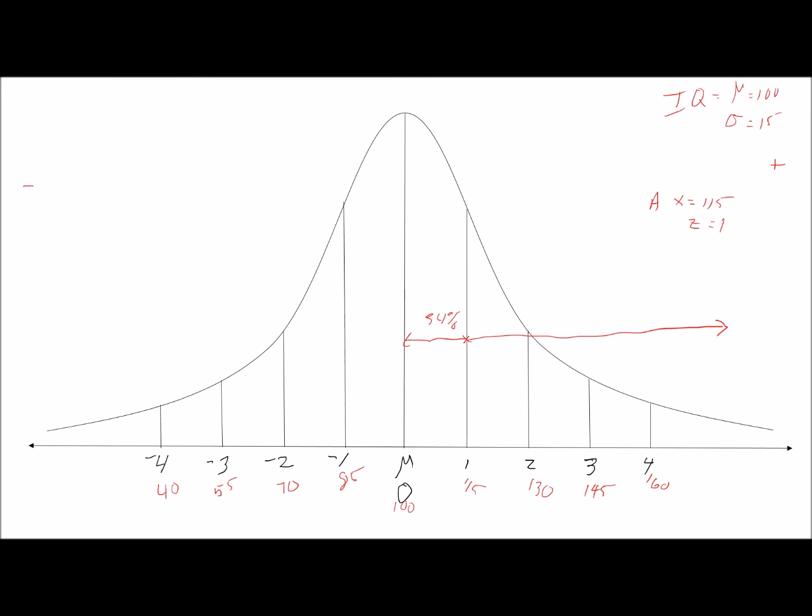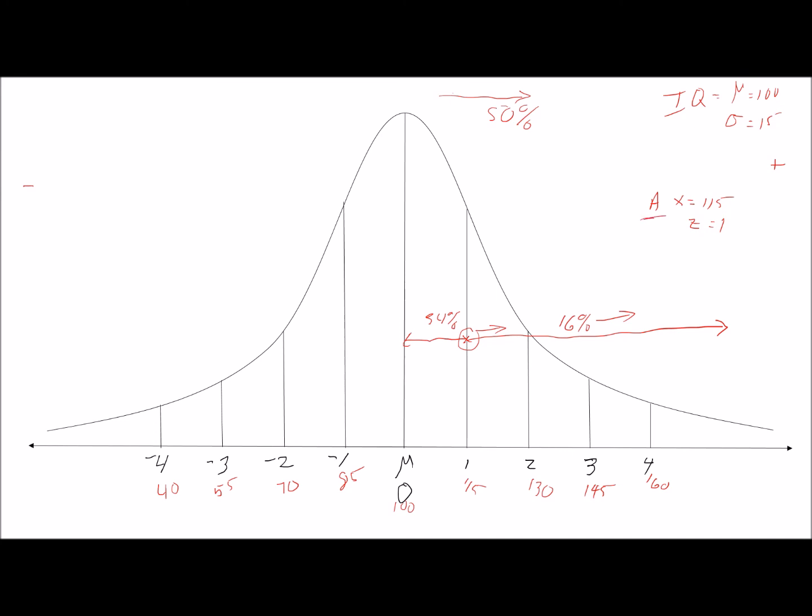And we also know that above the mean is 50% of a population. So you would simply subtract 34 from 50, which would give us 16% of the population in this direction. So we now know that 16% of the population scored equal to or greater than person A here.